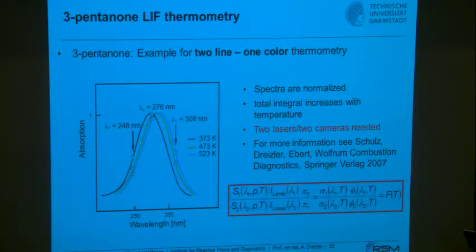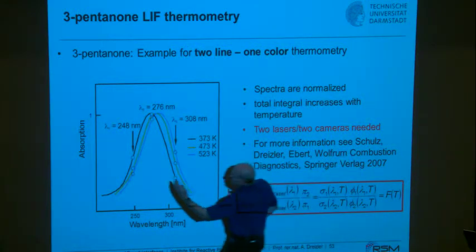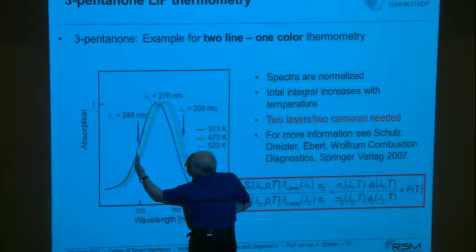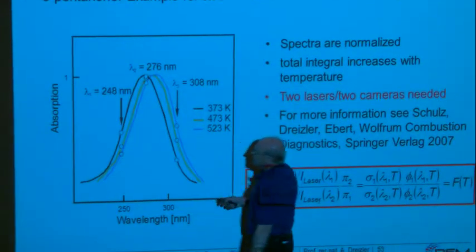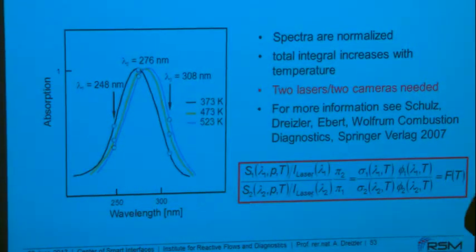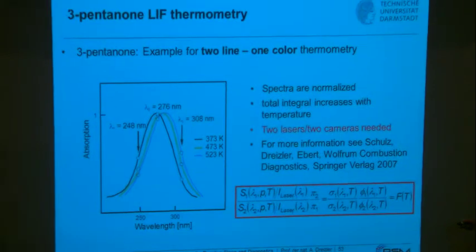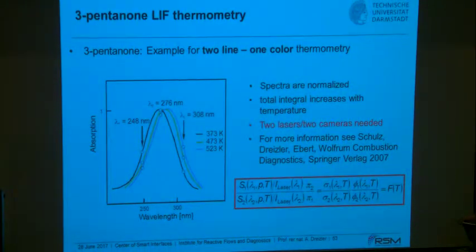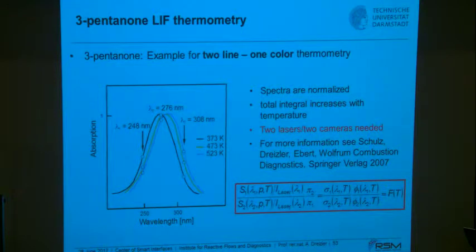More common these days is maybe 266 nanometer, which is the 4th harmonic of a YAG laser, emitting its fundamental at 1064. The important aspect is you see now for different temperatures between 370 and 523 Kelvin how the spectrum is shifted. And now the basic and simple idea is you have one laser maybe at this part over here, and the other one maybe here. And then depending on the temperature, the absorption will change, and thereby the fluorescence intensity will change subsequently, such that the ratio of these fluorescence intensities is a function of temperature.